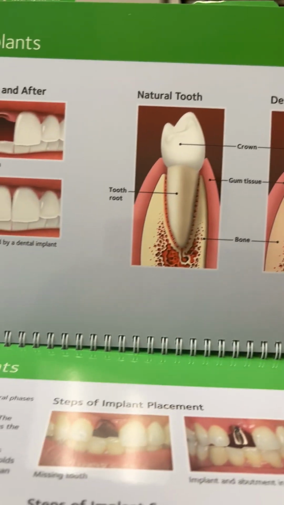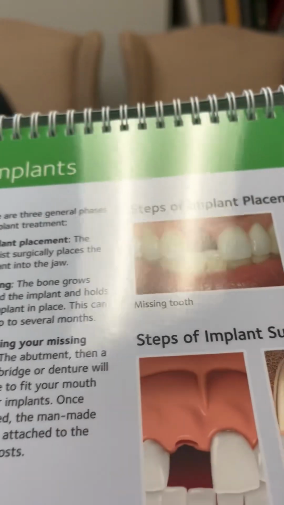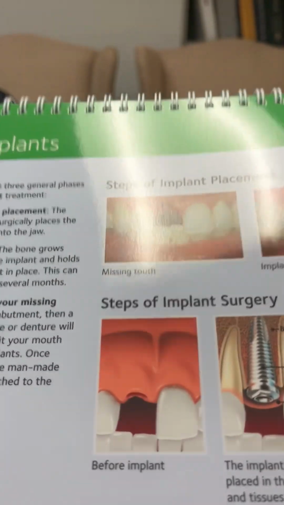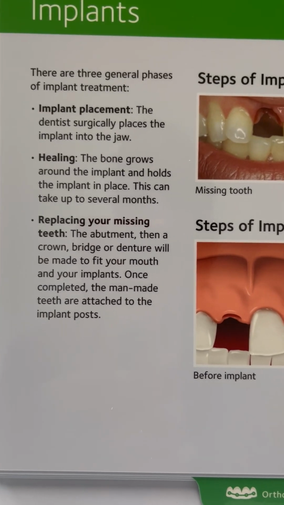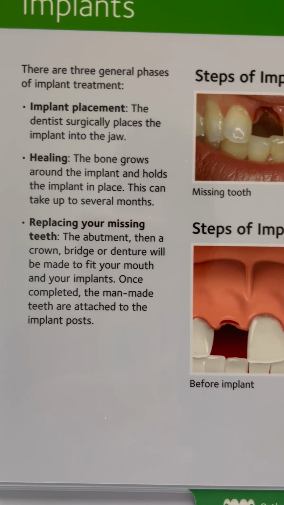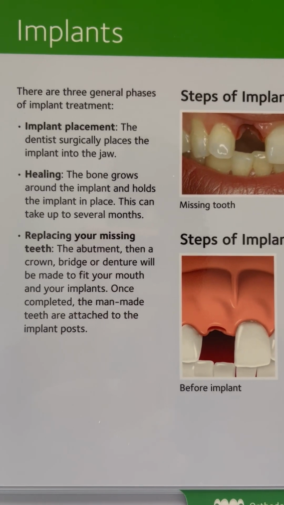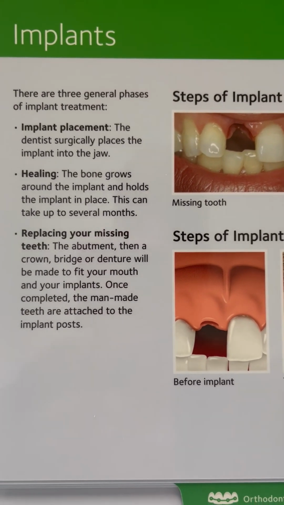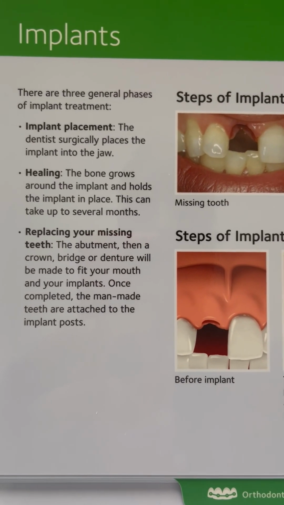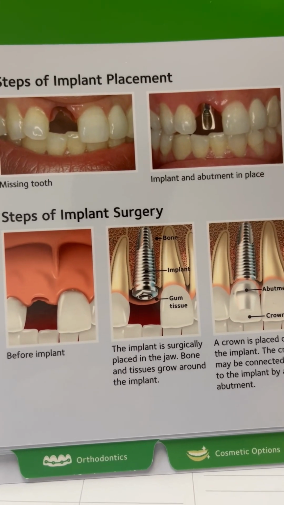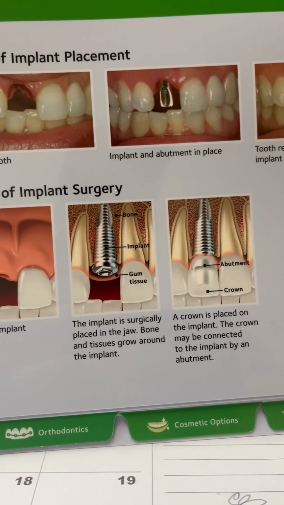But enough about that. This diagram shows the different types of implants, and I really want you guys to get this. The doctor places the implant into the jaw, and then it heals. And then when the implant has healed, you can attach an abutment, like I just showed you in the earlier part. The abutment is attached to the implant, and then a crown goes on the implant.